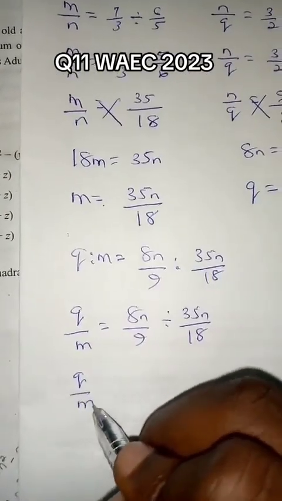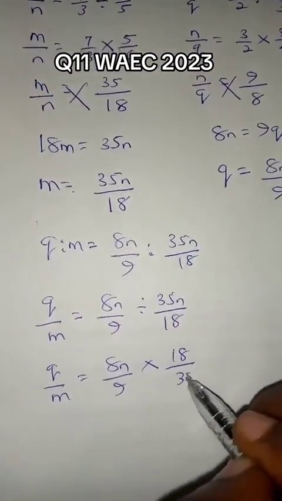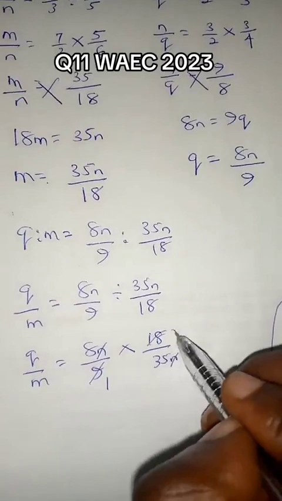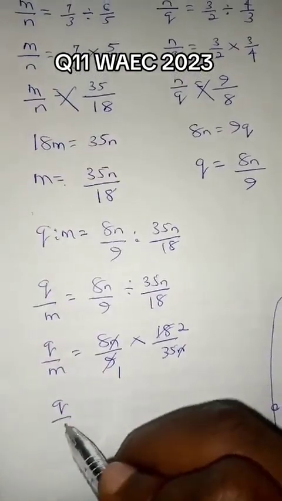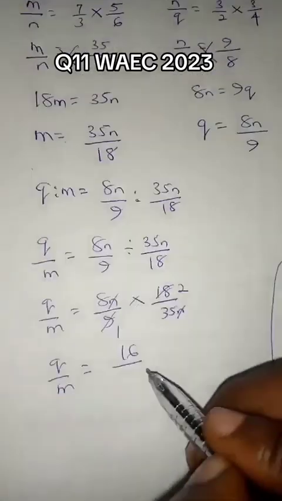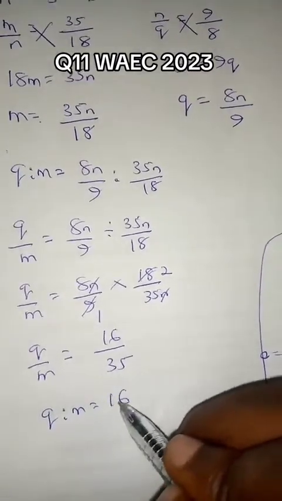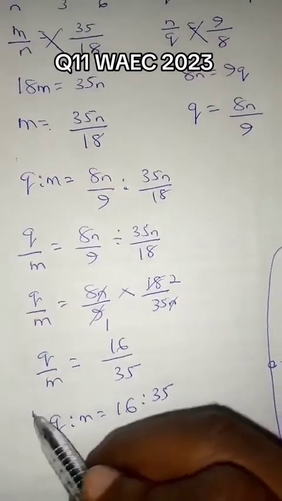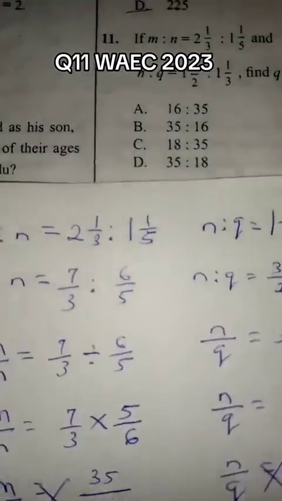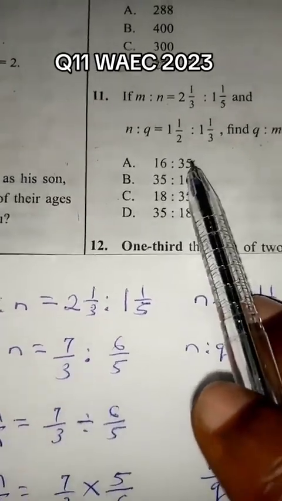Then q over m is going to be 8n over 9 multiplied by 18 over 35n. N strike out n. Then 9 here 1, 9 here 2. So q over m is going to be 8 multiplied by 2. That is 16 over 35. So q ratio m equals 16 ratio 35. This is our answer, 16 ratio 35. Let's go back to our question and see option A is the correct answer, 16 ratio 35.